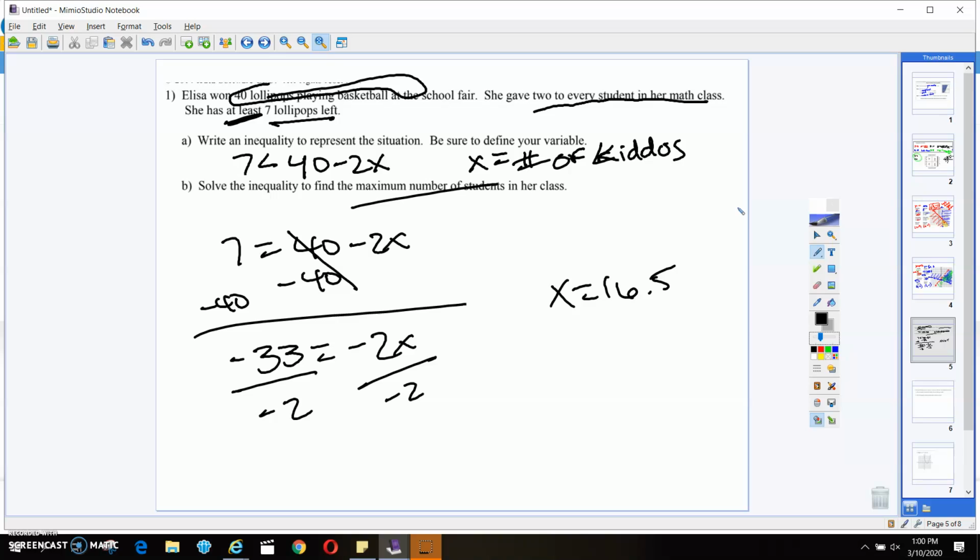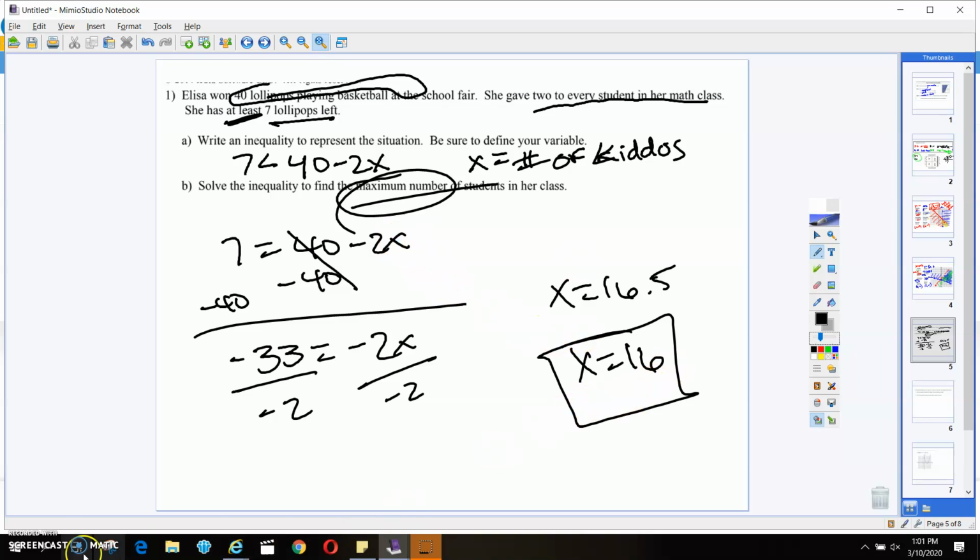But you just brought up a good point. We can't have half a kid. So if we round up to 17, this is important, let's plug it into our equation. If I plug 17 in here, I'll get 40 minus 2 times 17, which is 34. So that's 6. Is 6 bigger than 7? No. So that doesn't work, right? So then we've got to round down on this one. The way I remember it is if it says maximum number, I'm going to round down.